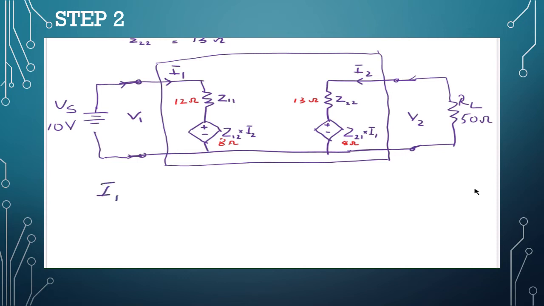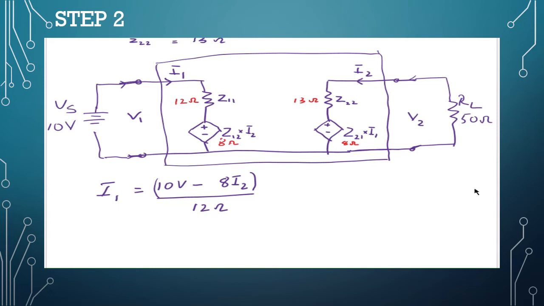I1 is equal to 10 volts minus this voltage. It is 8 ohms, so that's 8 I2, right? So this voltage here is simply 8 ohms multiplied by I2, right? And all of that, to get I1, we divide by 12 ohms. So that would give us I1, right?